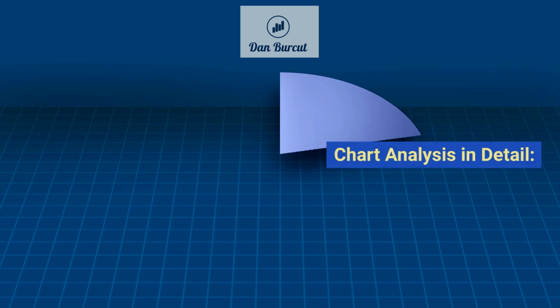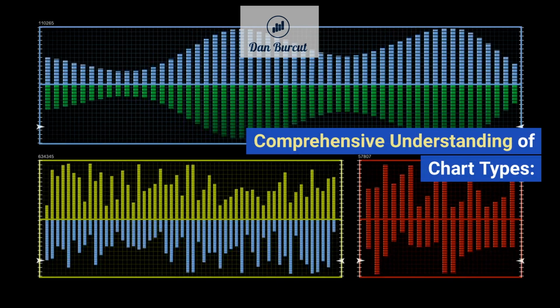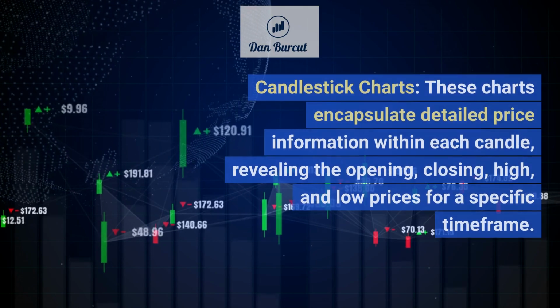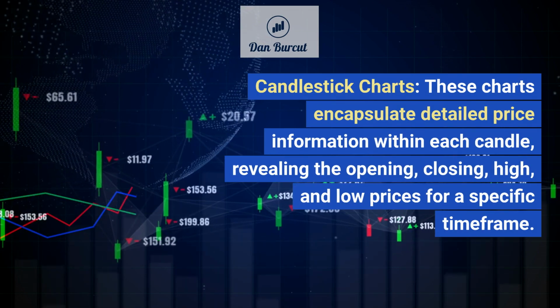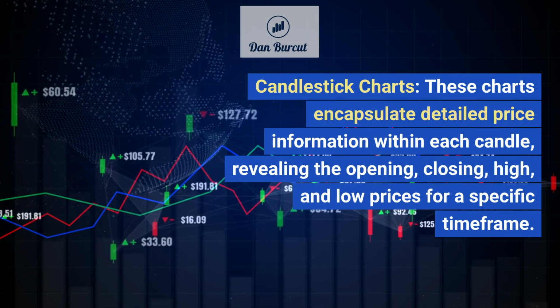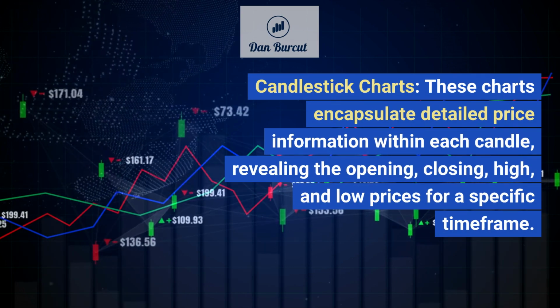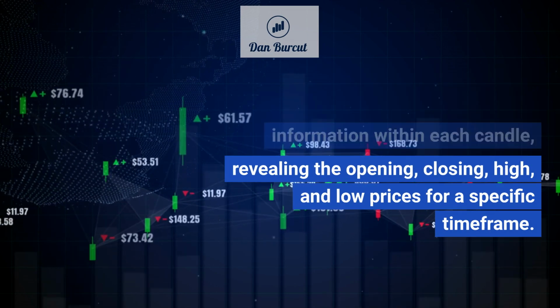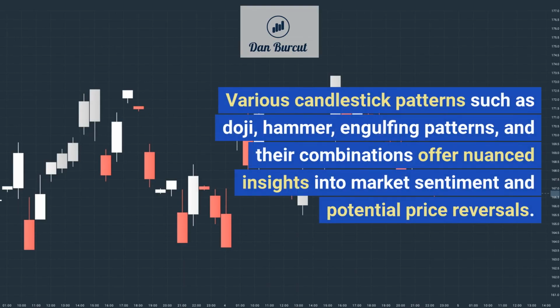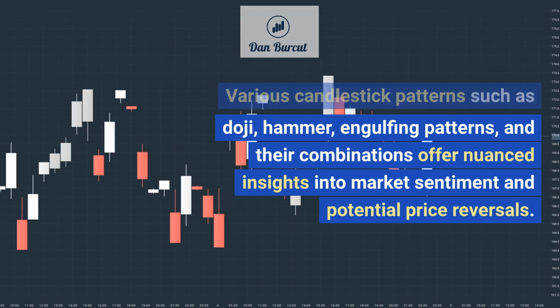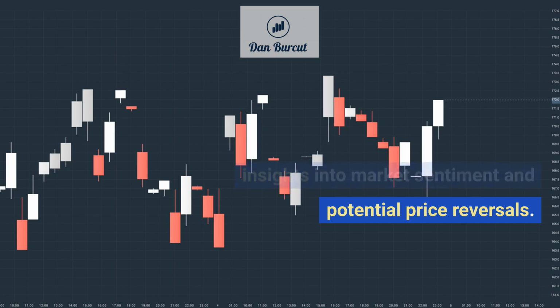Chart analysis in detail. Comprehensive understanding of chart types. Candlestick charts. These charts encapsulate detailed price information within each candle, revealing the opening, closing, high and low prices for a specific time frame. Various candlestick patterns such as doji, hammer, engulfing patterns and their combinations offer nuanced insights into market sentiment and potential price reversals.